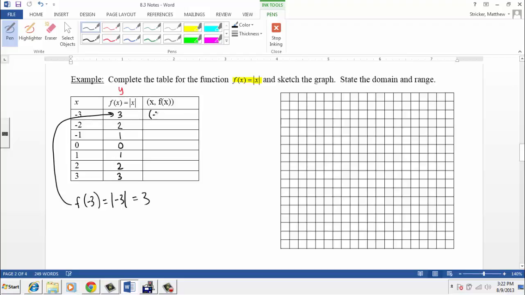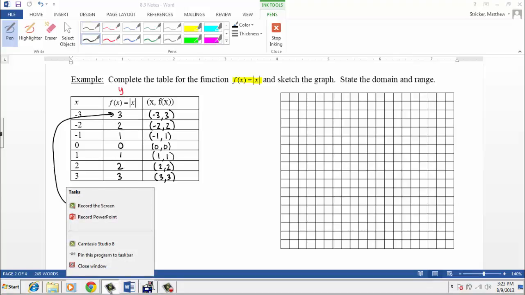We get the point -3 for x and 3 for y. -2, 2. -1, 1. 0, 0. 1, 1. 2, 2. And 3, 3. And these are points that are solutions to the absolute value function f of x equals the absolute value of x. And so I'm going to go ahead and put them on a graph here.